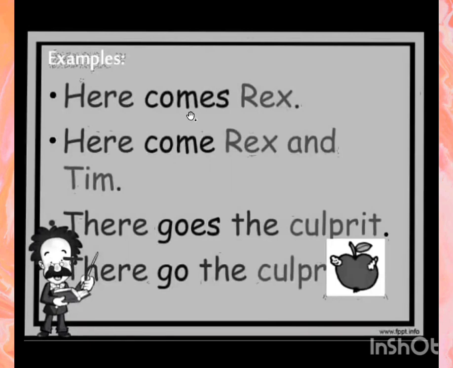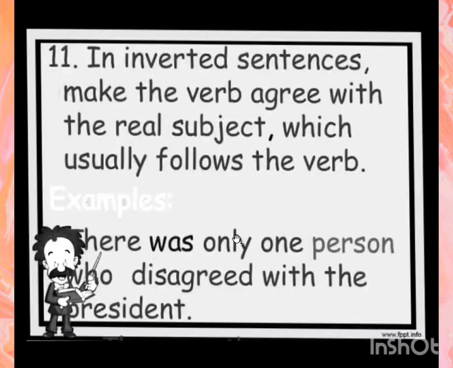Examples are: Here comes Rex. Here come Rex and Tim. Comes with Rex, come with Rex and Tim. There goes the culprit, goes, because it's singular. There go the culprits. So you can make out the difference yourself. Now in inverted sentences, make the verb agree with the real subject, which usually follows the verb. There was only one person who disagreed with the president.